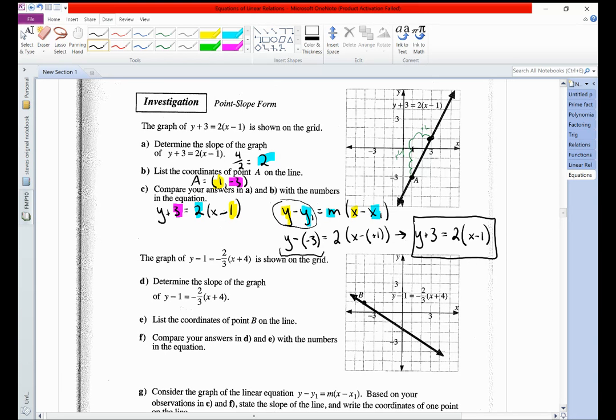You can do this using any point. They just told us to choose A, but if we chose a different point and plugged those values in, it would still be the same graph, the same line. So let's do that again.